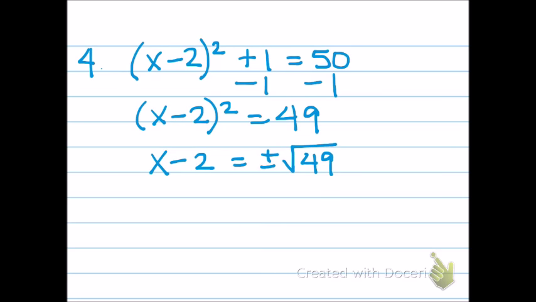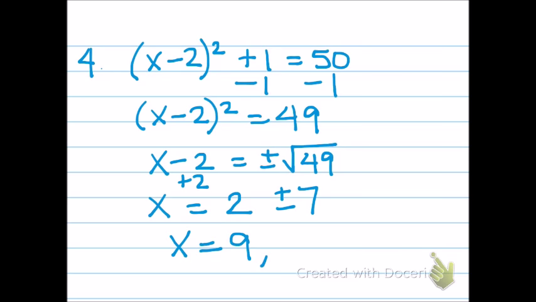The square root of 49 is 7, so here we have plus or minus 7, and when we add 2 to both sides, we get x equals 2 plus or minus 7. Then we find both answers for x. So x equals 2 plus 7, which is 9, or 2 minus 7, which is negative 5. So those are your answers.